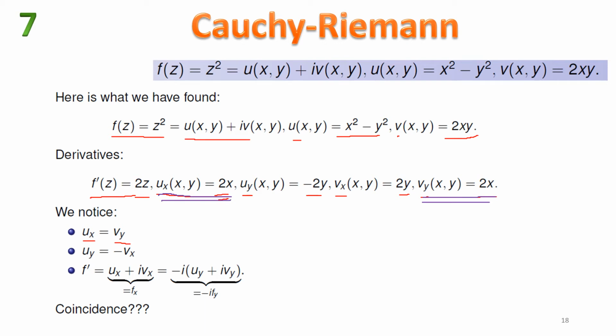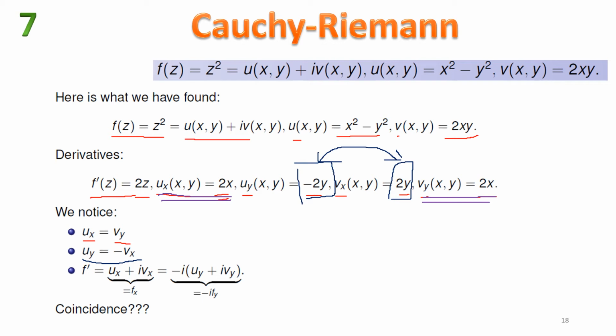You make out this observation. Similarly, uy is equal to minus vy. So here uy is minus 2y, and vx is plus 2y. So here you can equate this with a minus sign written between the two. So uy is equal to minus vx.